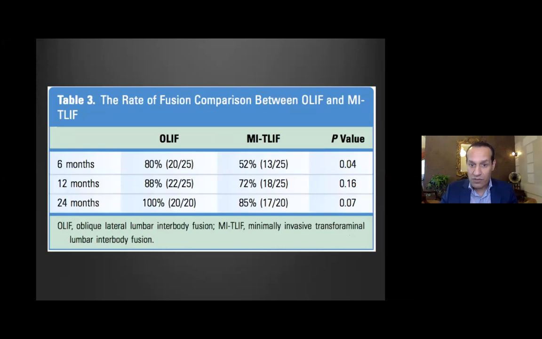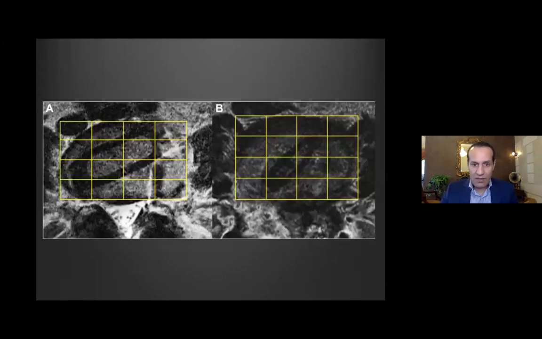But the key to the success of a fusion surgery is the fusion. There is a meta-analysis and a lot of studies, and most of the studies favor anterior surgery, because I will show you why. The incidence of fusion is higher. At 24 months, in OLIF it is 100%, 20 out of 20 fused, but in MIS TLIF it is about 85%. And why? Look at this axial MRI image.